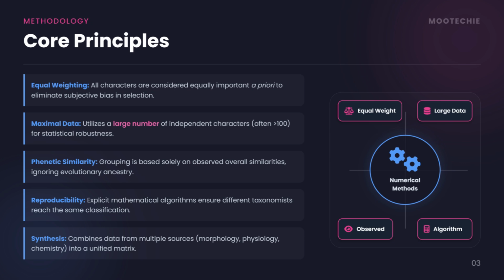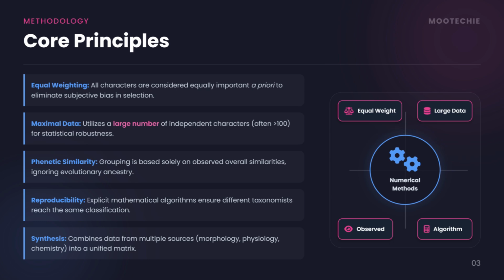Phenetic similarity. Grouping is based solely on observed overall similarities, ignoring evolutionary ancestry. It focuses on what we can measure today, not on inferred historical relationships. Reproducibility. Explicit mathematical algorithms ensure different taxonomists reach the same classification. If you follow the same steps with the same data, you should get the same result, which is a key strength of science.